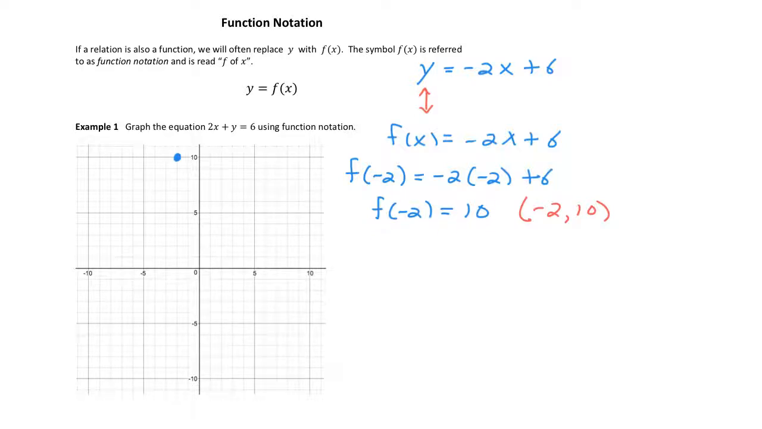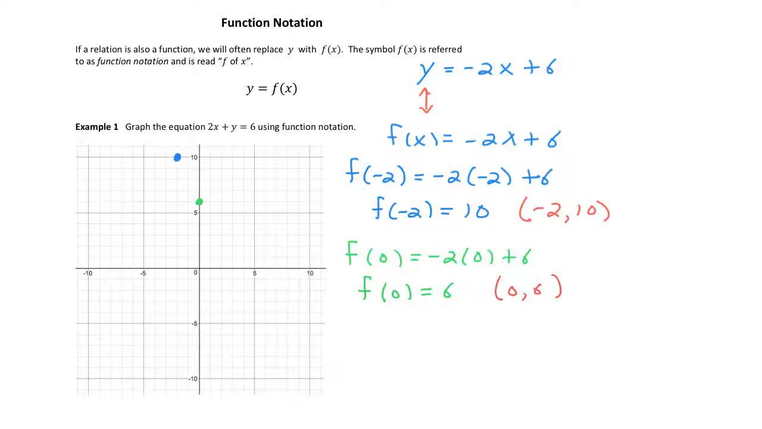So let's get maybe a couple of others. How about what happens at x is equal to 0? What I'm going to do is put 0 into all the x's and simplify my equation. So let's see. f of 0 is equal to negative 2 times 0 plus 6. When I simplify this, negative 2 times 0 is 0, plus 6 gives me just 6. I have that f of 0 is equal to 6. Or said another way, that's the point 0, comma 6. And if I graph that, that's located right there.